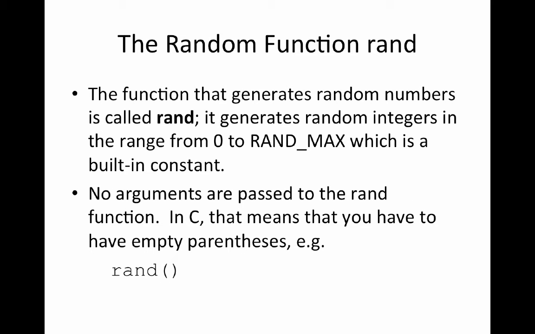After you set the seed, you can call the rand function to generate random numbers. The rand function generates random integers in the range from 0 to RAND_MAX, which is a built-in constant in C. No arguments are passed to the rand function. What that means is that in C, when you call it, you give the name of the function, rand, and then empty parentheses.